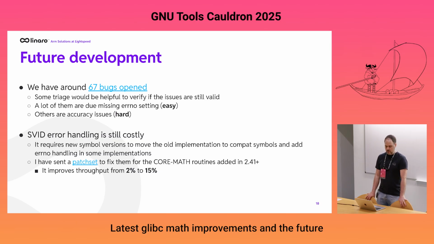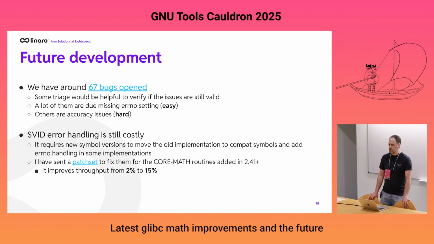We need to remove the SVID error handling. It needs to go, it's slower. It does not add anything. And on some patch set I sent recently, it improves performance throughput by up to 15% on some symbols. So I think that's something that we need to focus on and get rid of altogether.